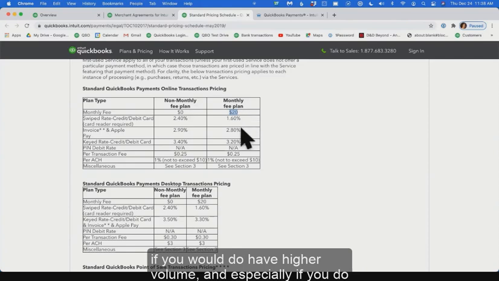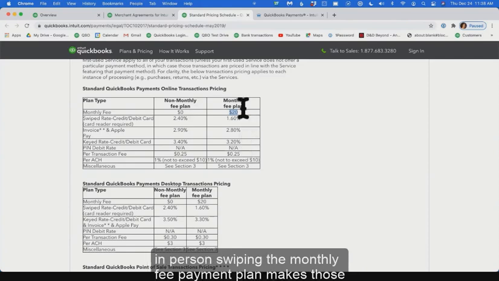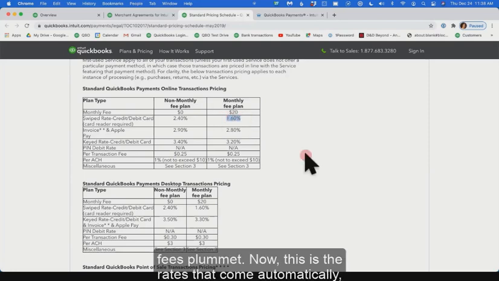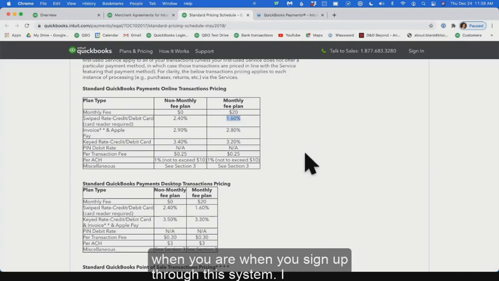If you do have higher volume, and especially if you do in-person swiping, the monthly fee plan makes those fees plummet. Now, these are the rates that come automatically when you sign up through this system.